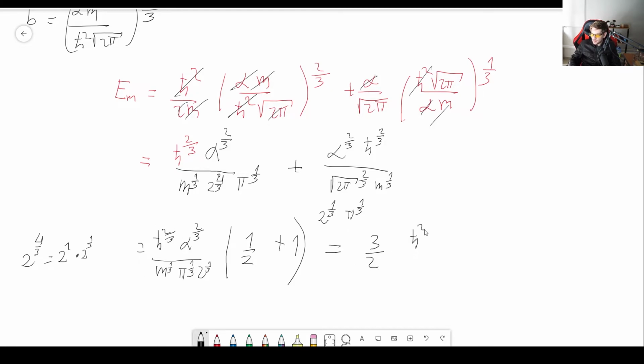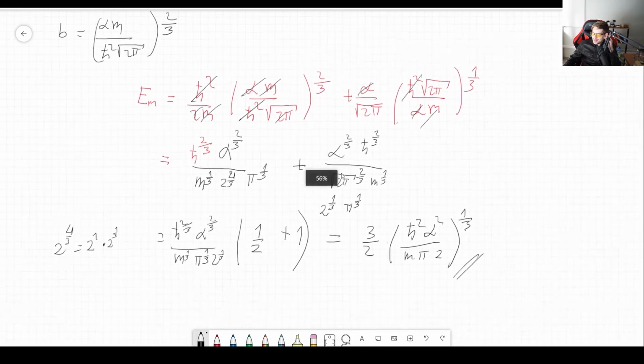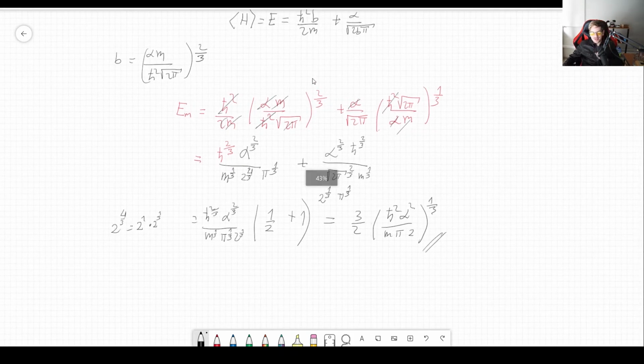So h bar 2/3, alpha 2/3, m 1/3, pi 1/3. I guess I could have just written the 1/3 as an exponent. That would have been easy. So we get h bar squared, alpha squared, m pi 2. And all of this to the 1/3. So that is the minimal energy for part A.